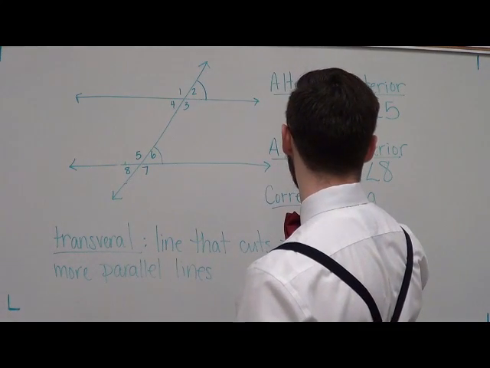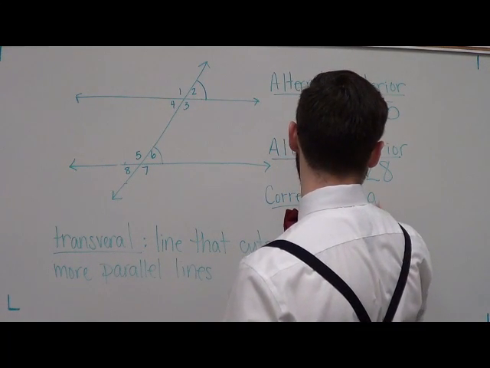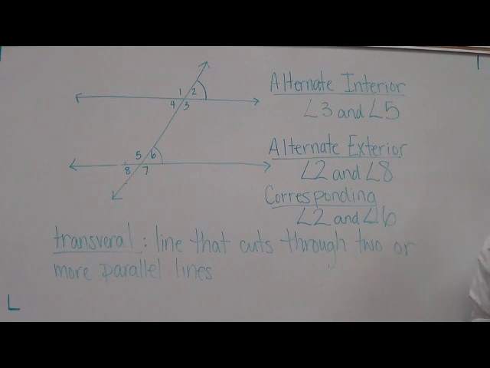So angle 2 and angle 6 would be corresponding angles. Also 1 and 5, 4 and 8, 3 and 7. So there are 4 pairs of corresponding. There's 2 pairs of alternate interiors and 2 pairs of alternate exterior.